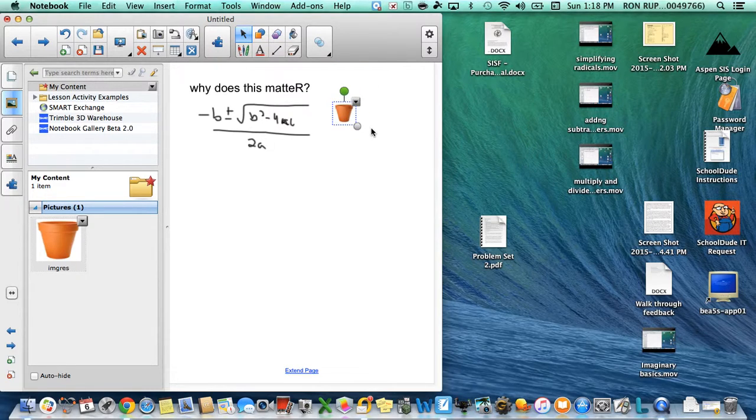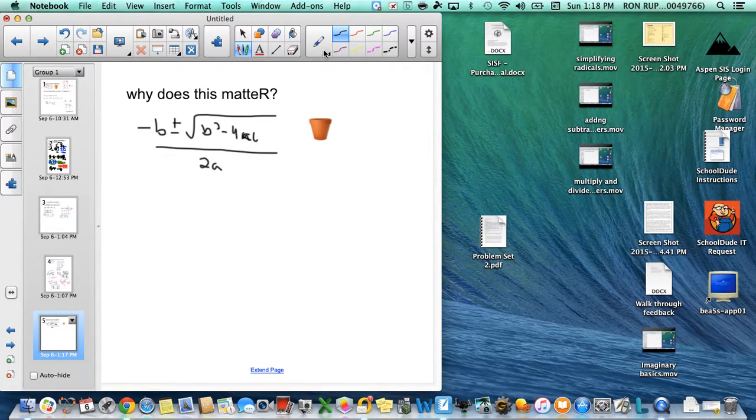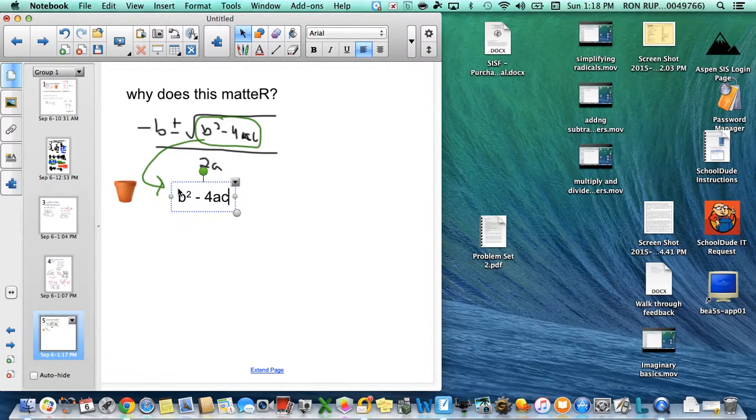I'm not going to make you memorize this big long formula because it's given to you on a test. However, we can use this information in here, b squared minus 4ac, to tell us stuff. And that, my young students, I do want you to memorize. So, b squared minus 4ac is called the discriminant. We'll write that over here. Discriminant, b squared minus 4ac.